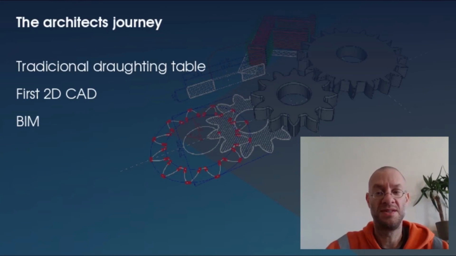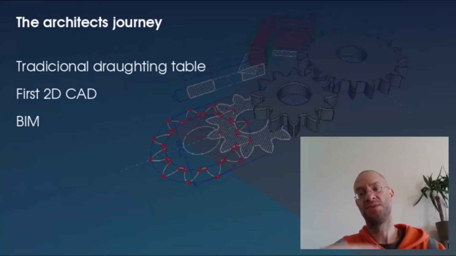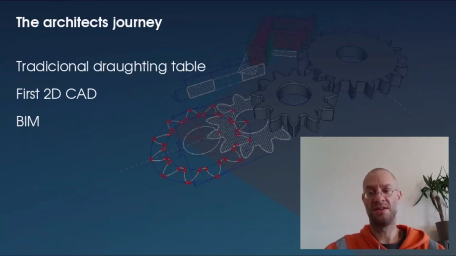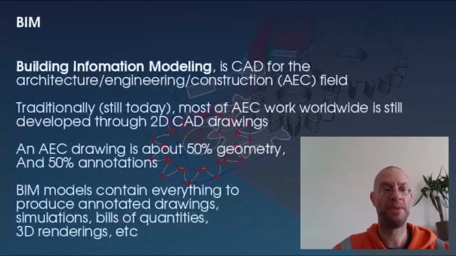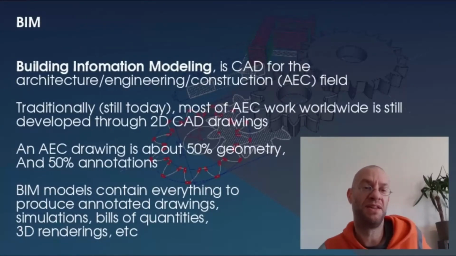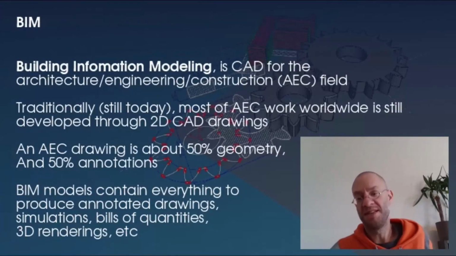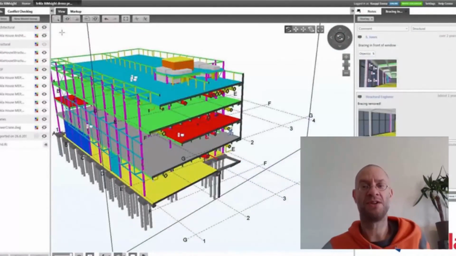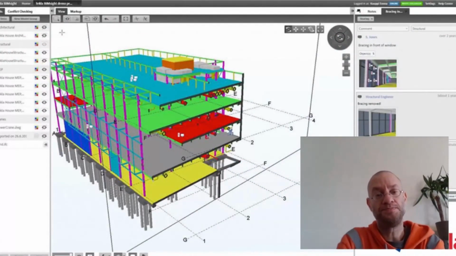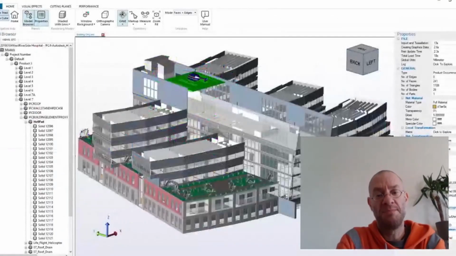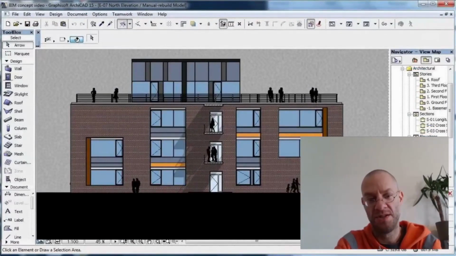Then these platforms began to gain 3D capabilities, and finally we are now arriving at something called BIM. BIM stands for Building Information Modeling. It's basically CAD for architecture, engineering, and construction. Basically, BIM models are 3D models with more non-geometrical information in them.